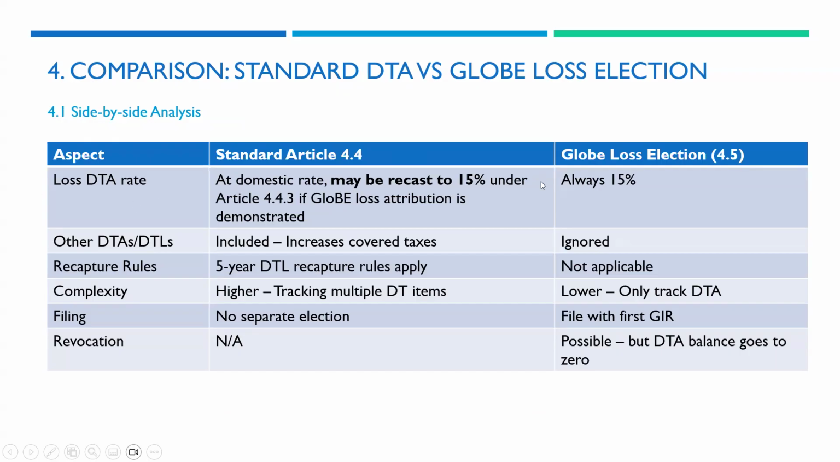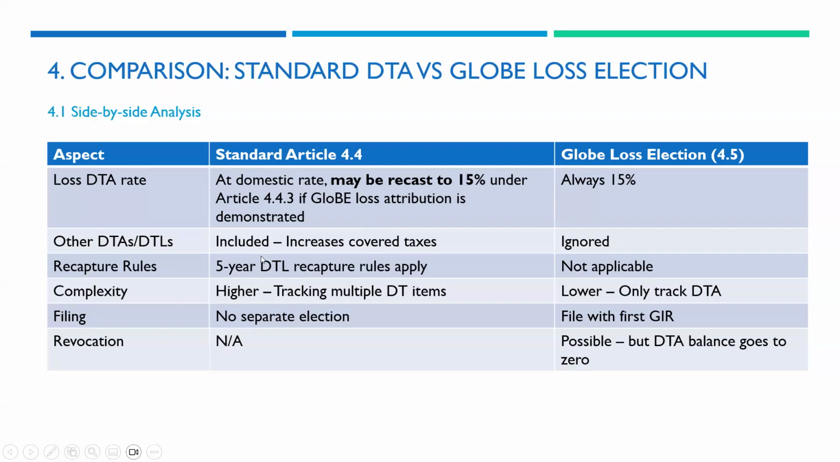be recast to 15% under Article 4 if globe loss attribution is demonstrated. But it is always at 15%. Whatever is the loss DTA rate, it is always at 15%. Here also it is always at 15% only. Domestic will be recast to 15%, and if the domestic has more than 15, you will recast it to 15. But other DTAs and DTLs, except those from loss DTAs, would be completely ignored in 4.5. Here it is included or excluded in time.